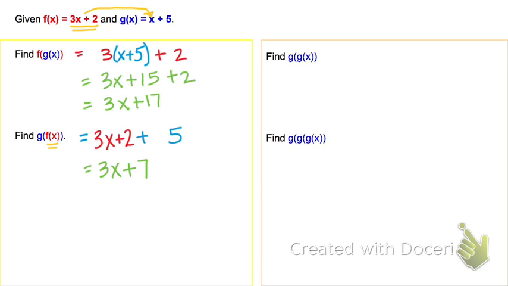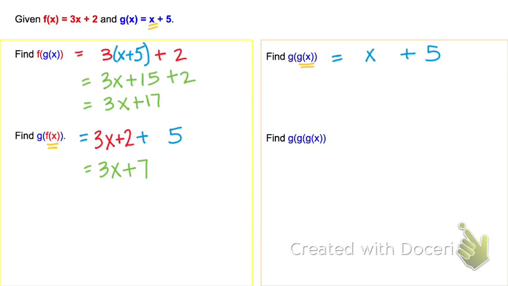Now let's move on to the next one. Now this one looks a little different. It looks like g of x is what is being substituted inside of g of x. So that means that everywhere there's an x, we're going to put whatever g of x is.